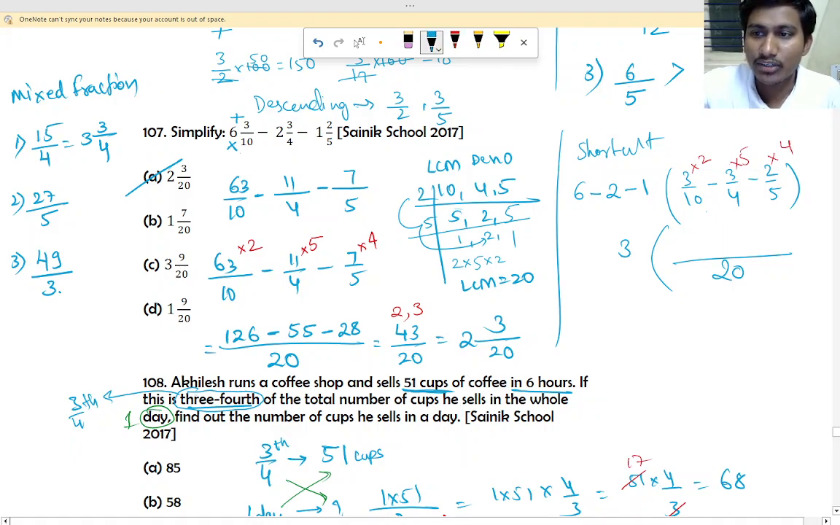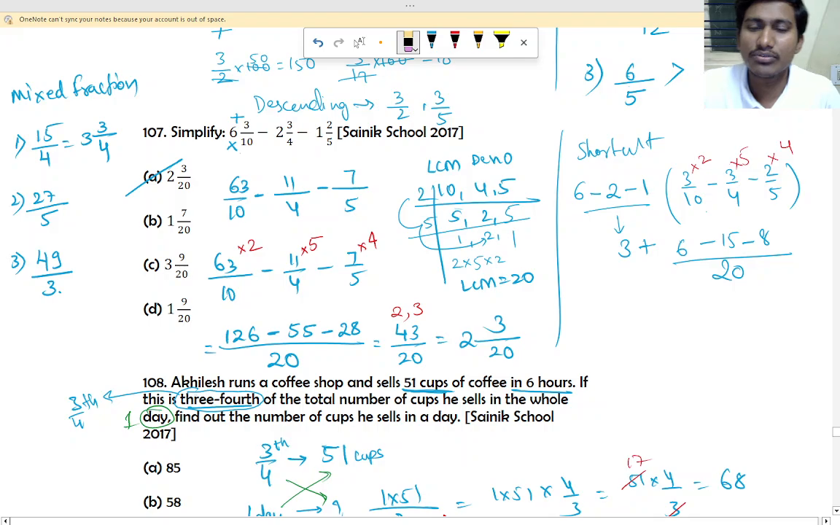So if you multiply, 5 twos are 10, oh sorry, 6 minus 3 fives are 15 minus 2 fours are 8, right? So here the 3 means it is 3 plus. So you got the answer for this, 3 plus it is. Now 6 minus 15: we cannot actually do that directly. Do you know subtraction of integers? 6 minus 15, 15 is bigger, so 15 minus 6 is 9, so minus 9 will come. Minus 9 minus 8 is minus 17. So minus 17 by 20.